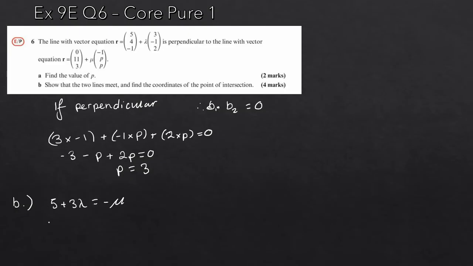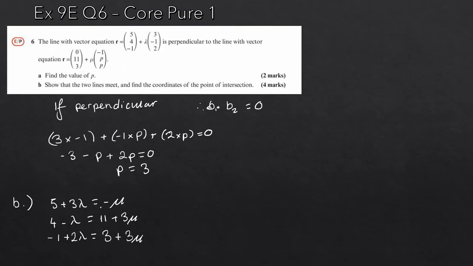Okay, again, keep going. So 4 minus lambda, that will be equal to 11. Now we know what p is, so that's going to be 11 plus 3 mu. You don't need to write, obviously, p mu, because we know what p is, so that's 3. And then finally, minus 1 plus 2 lambda is equal to 3 plus 3 mu.